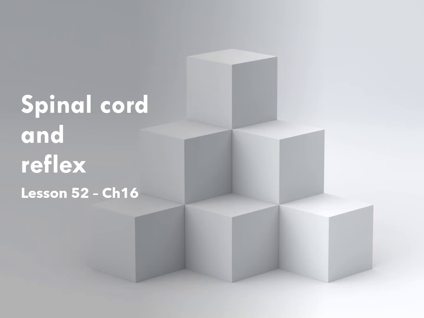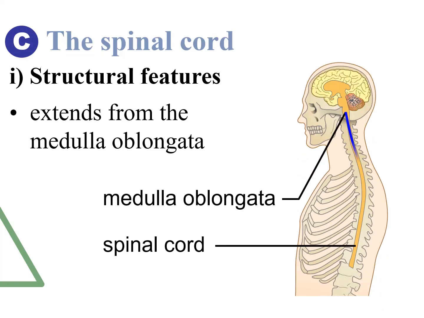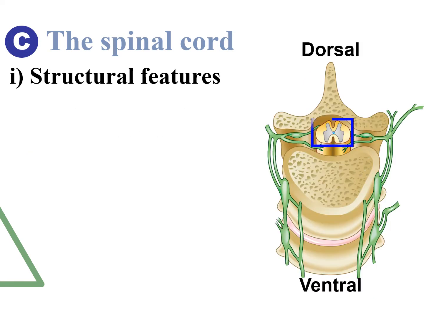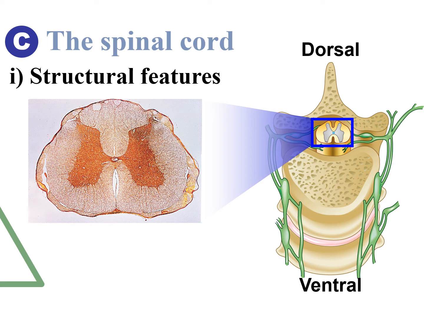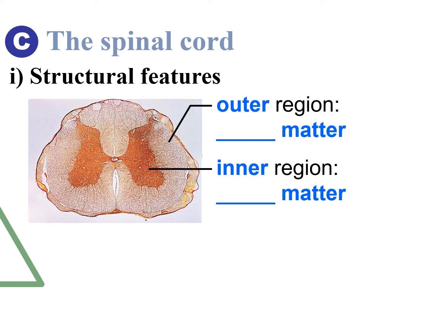Let's start. Spinal cord, it is a structure which extends from the medulla oblongata. If you cut open the spinal cord, you can see the spinal cord with a butterfly-like structure. For the butterfly-like inner region, it is called the gray matter. It is composed of many cell bodies, that means the nucleus of the neurons. Since the nucleus of the neuron is very dense, it shows a darker color.